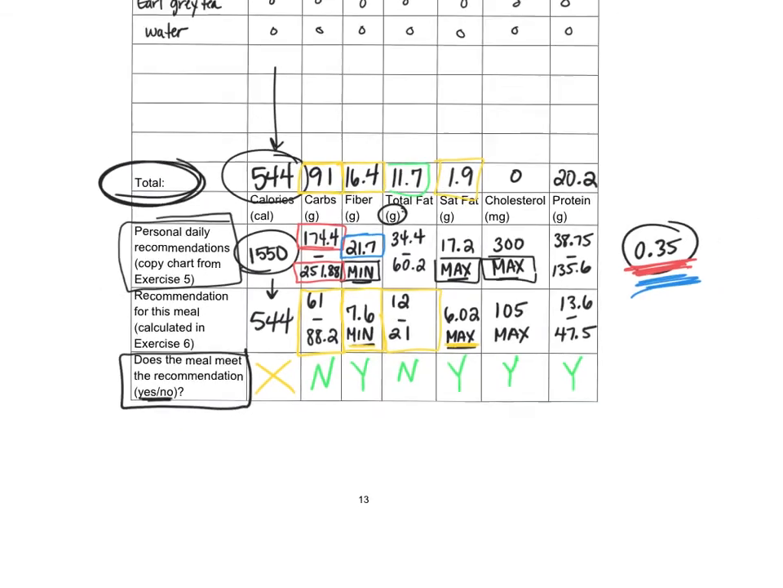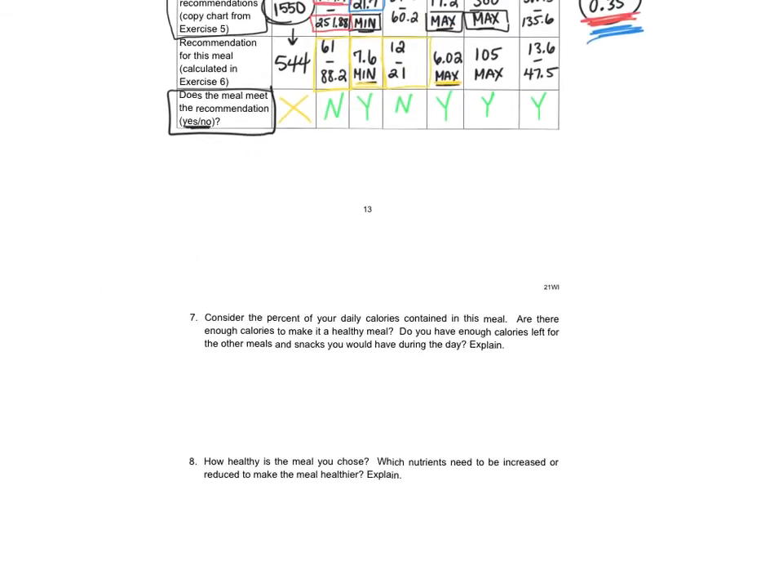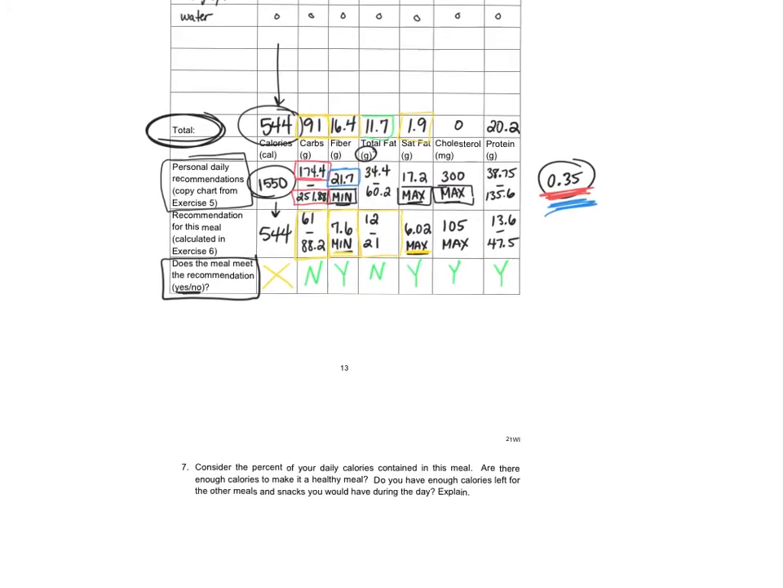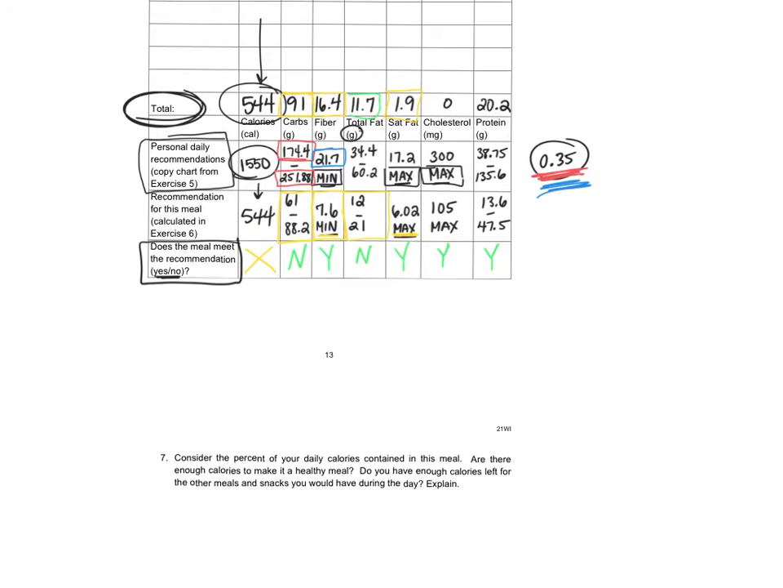And then what you want to do is move on to analyzing your meal. So consider the percent of your daily calories contained in this meal. Are there enough calories to make it a healthy meal? Do you have enough calories left over for other meals? So in this meal, at 35%, I do have more. I have enough space for 2 more meals, probably a couple snacks, depending on how big my meals are.